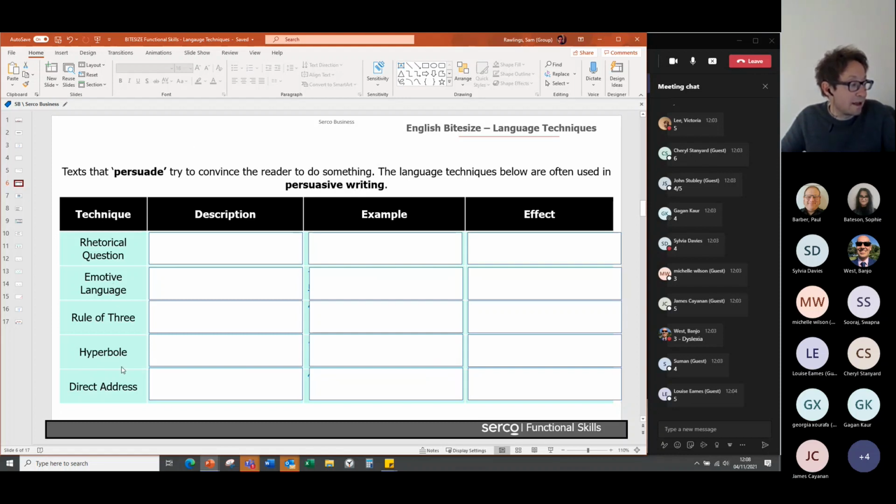So what I've got here is a bunch of language techniques. We're going to try and reveal these as quickly as possible. And then following this, I'm going to give you a little practice exercise to see what you can remember. So first of all, we've got the technique, and a really common language technique in persuasive writing is what we call rhetorical questions. I've got a few learners on here that I recognize, so I'm sure at least one of you might be able to tell me what a rhetorical question is.